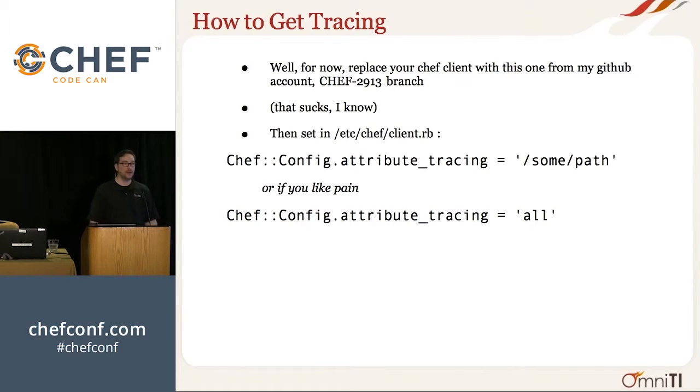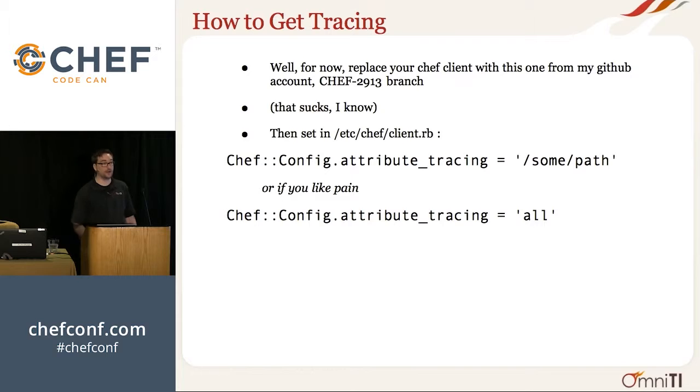It's being evaluated. Fingers crossed it'll end up in one of the next few versions, like 11.14 or 11.16 or something like that. I don't know. It is a big merge, so we'll see. In terms of how to use it, there's a configuration value called attribute tracing. You can set it to a specific path and get that path. I'm using the same path syntax as the other one. I haven't implemented globbing here, though, so it's just something dumb.